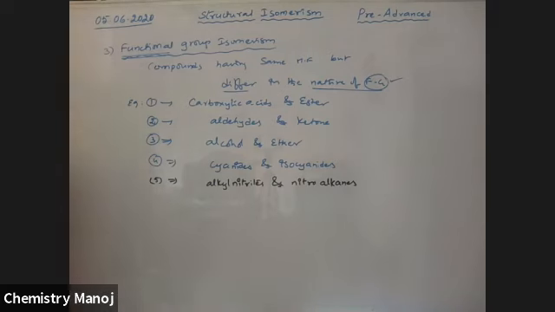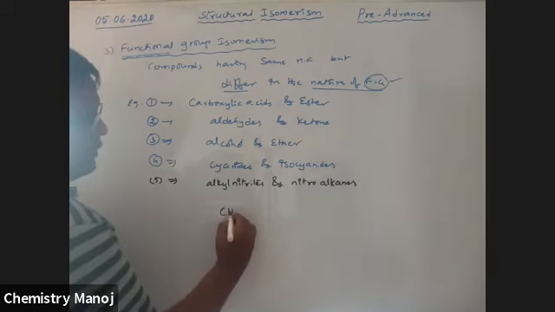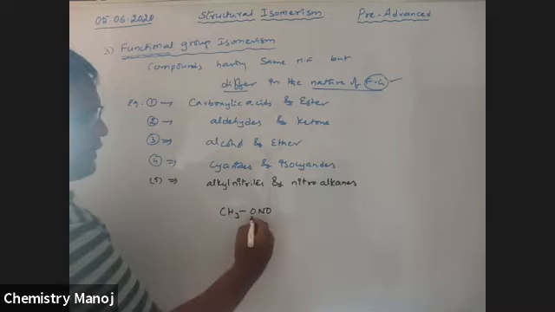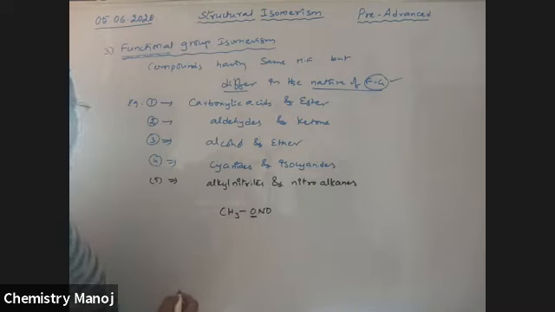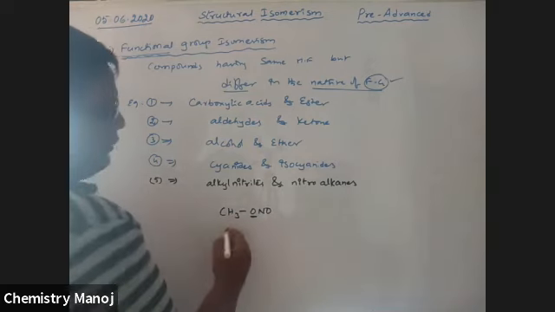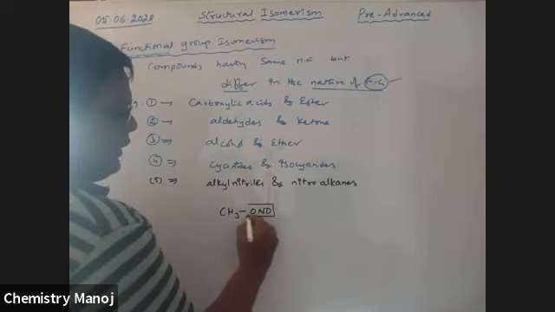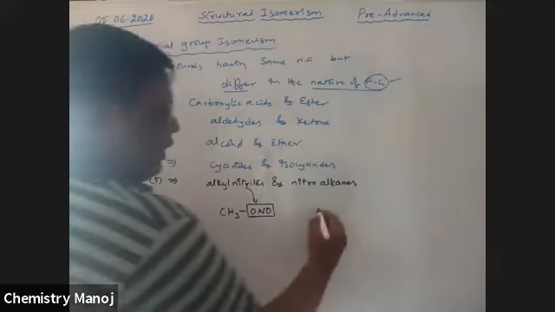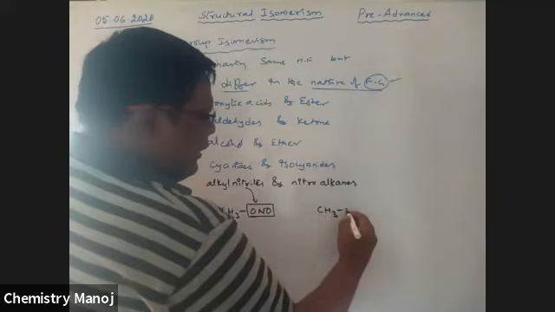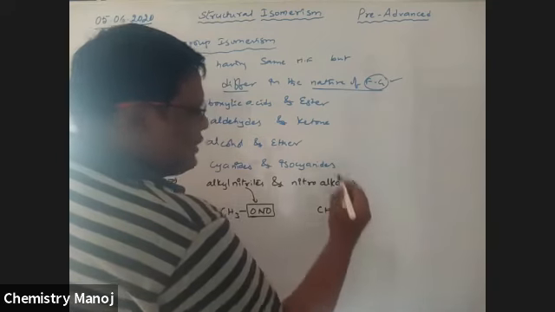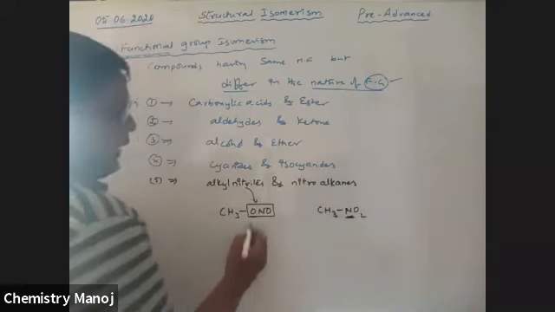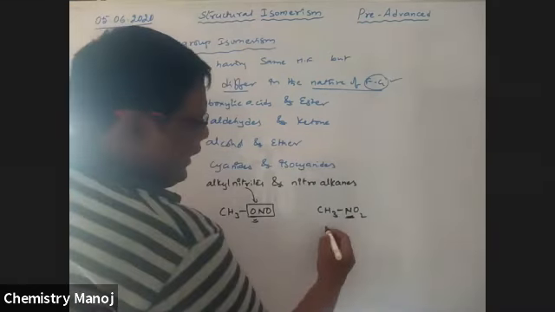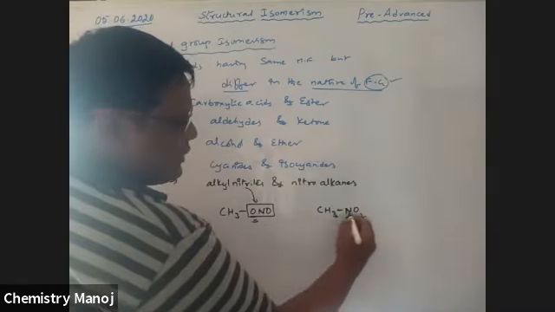So see here, CH3ONO. Here O is the connecting group. Therefore, here nitrite is the functional group. Nitrite. Now here CH3NO2. Here nitrogen is the connecting group, the connecting atom. Here oxygen is the connecting atom in the nitrite. It is nitromethane.